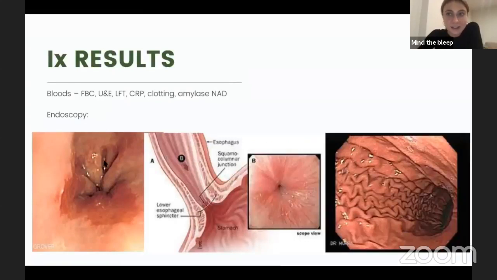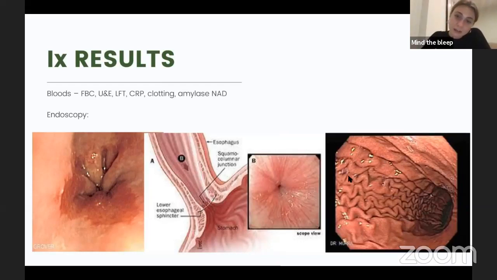So this view in here, and in here to a lesser extent, is a classical picture of Barrett's esophagus. And I'm going to explain what that means in a second. But if you just look in here, there is this white mucosa and then this red mucosa around here, which is abnormal. And then same in here, you can see the streaks of this red velvety appearance, which is abnormal. And in here on the right hand side, this is just a view of a normal stomach mucosa.